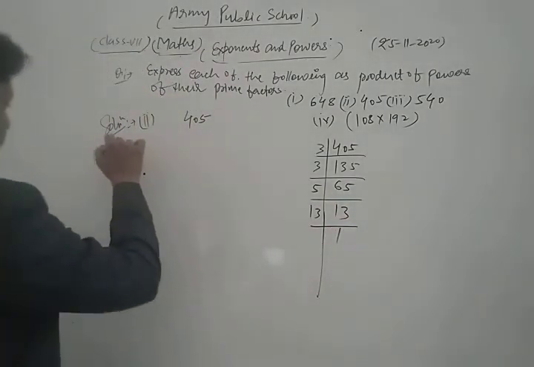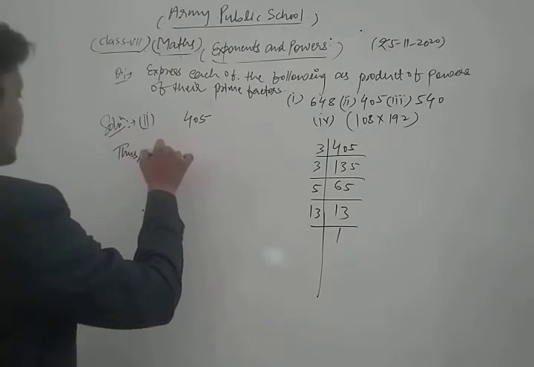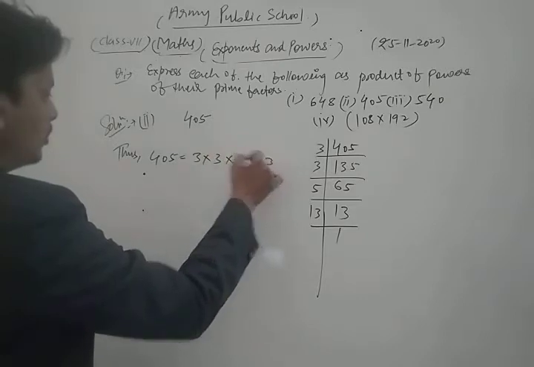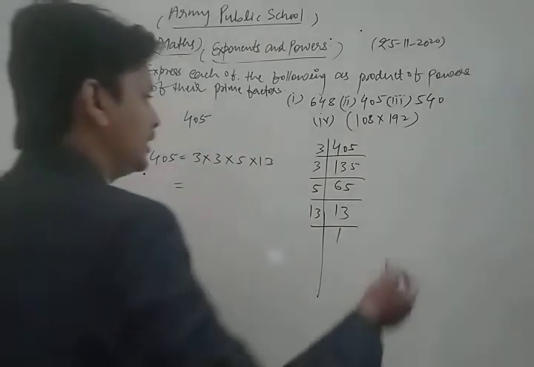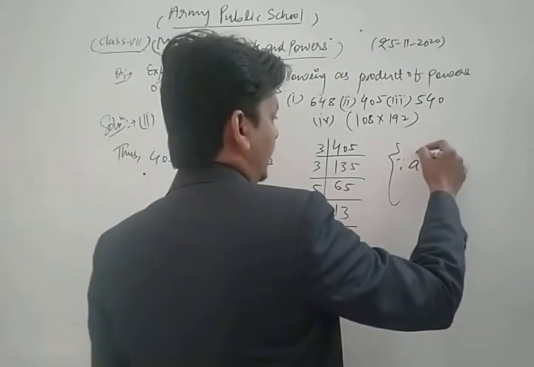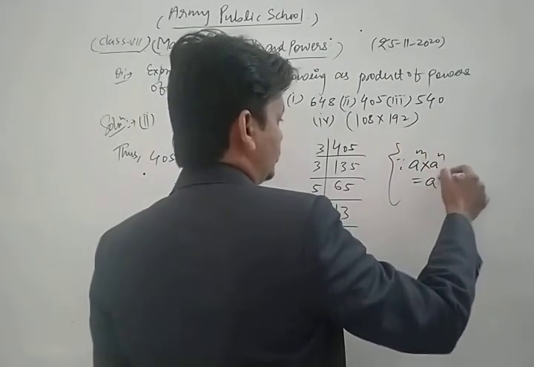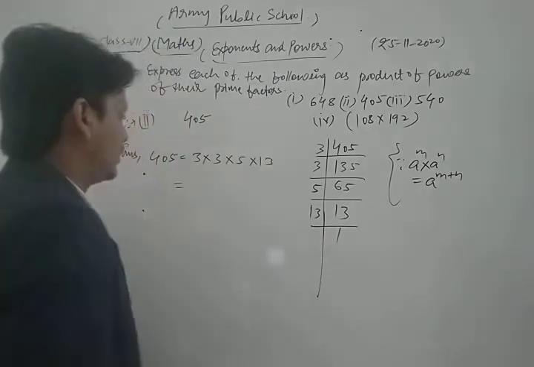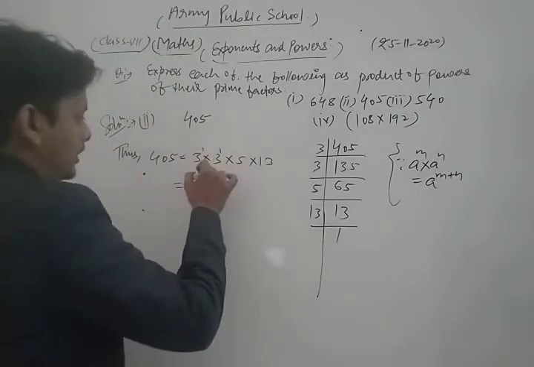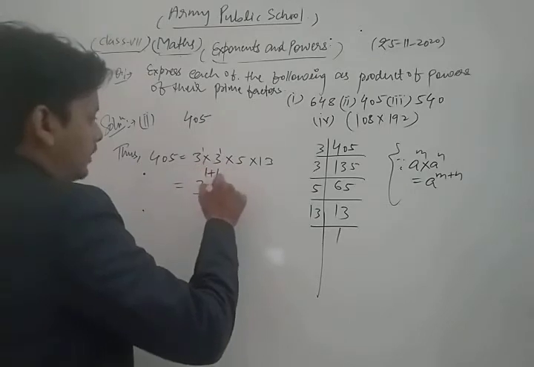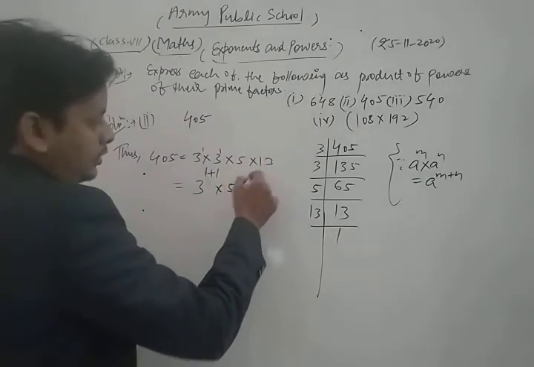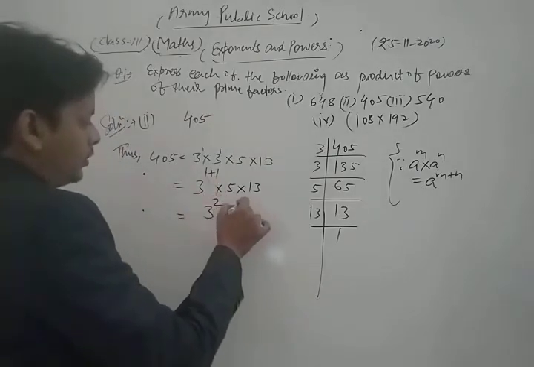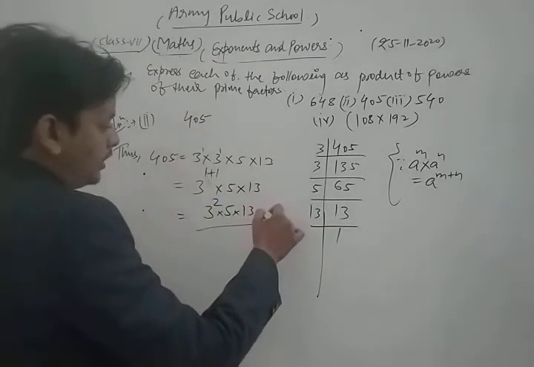Thus 405 is equal to 3 into 3 into 3 into 3 into 5. Again we apply the laws of exponents. In all that type of question, we apply the same laws. Here we write 3 to the power 1 plus 1 plus 1 plus 1, and we write 5 as it is, no need to write the power 1. So we get 3 to the power 4 into 5. This is the required solution of the given question.